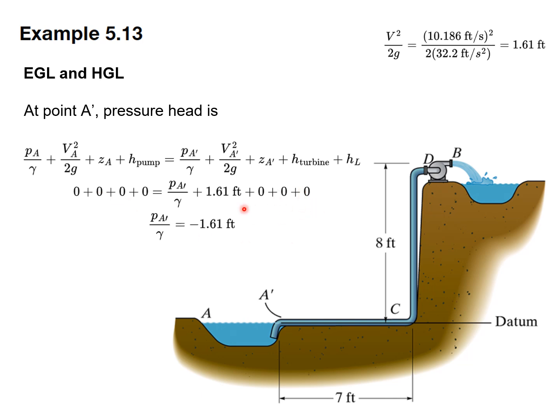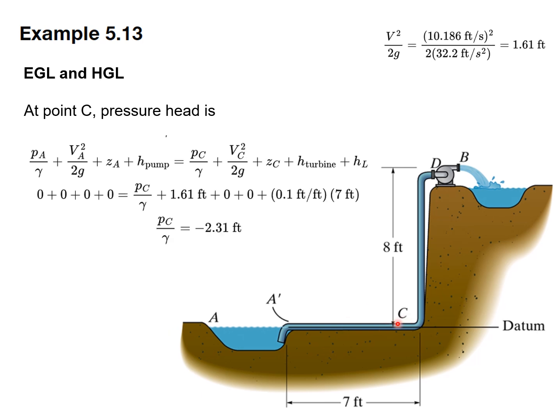On the other side, we know what VA squared over 2g is. We just found that. That's 1.61 feet. And we don't know what this term is, so that's what we're trying to find. That PA over gamma is minus 1.61 feet.